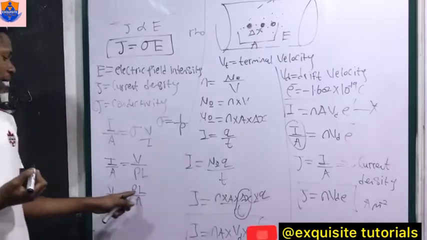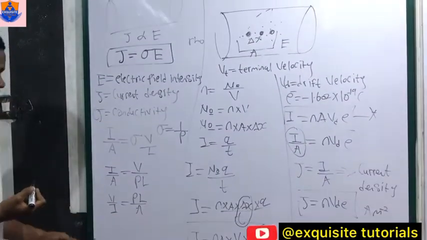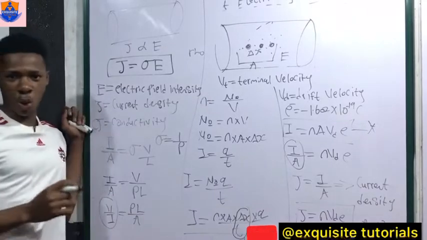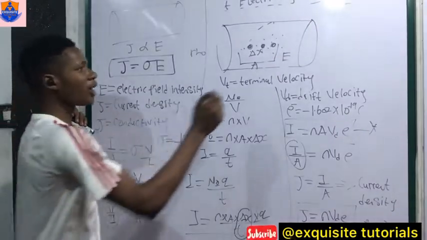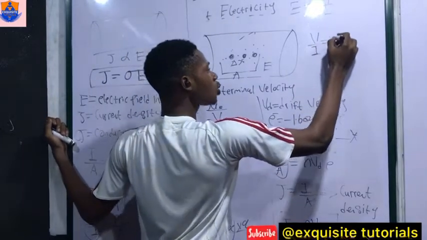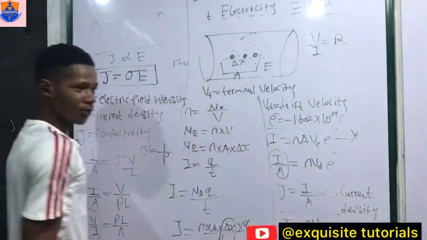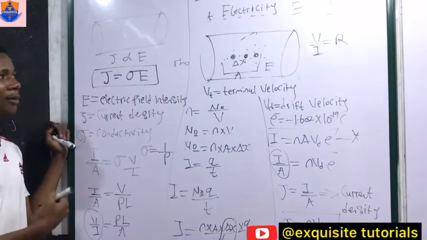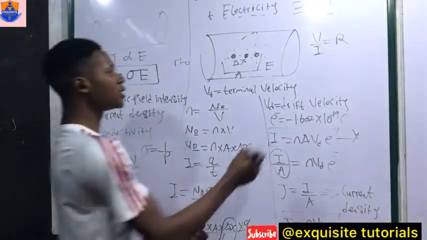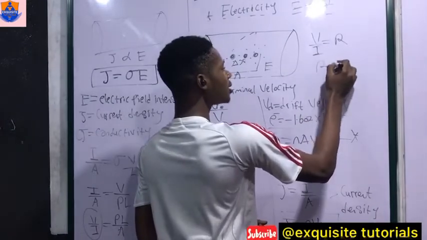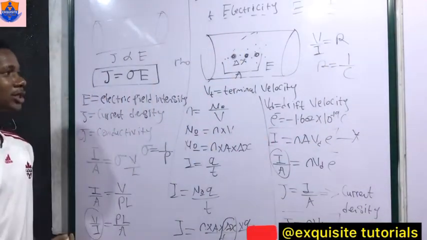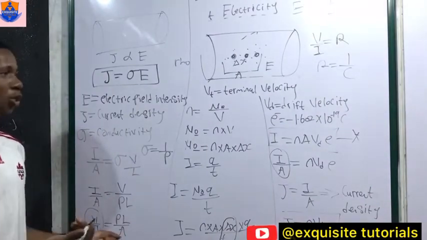V over I equals rho L over A. Okay? Now, this V over I is also a constant. What do we call this constant? V over I is called the resistance of a conductor. And mind you, just the same way conductivity is the reciprocal of resistivity, resistance is the reciprocal of conductance. Conductance is the reciprocal of resistance, any one you want.